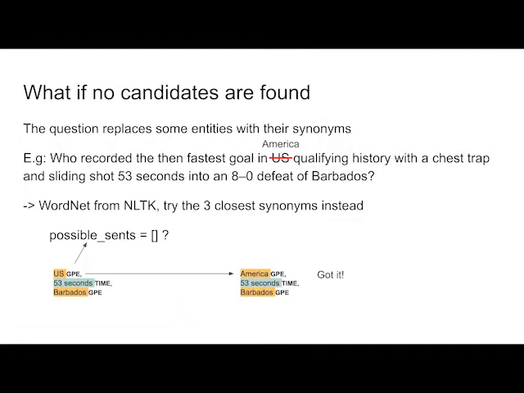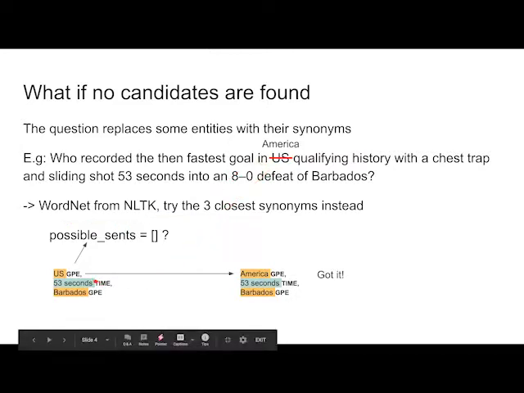What if no candidates are found? This could happen when the question replaces some entities with their synonyms. For example, in this question, if the US is replaced by America, our system will not be able to find any possible candidates. This can be solved by WordNet from NLTK, trying the first 3 closest synonyms from its synsets.